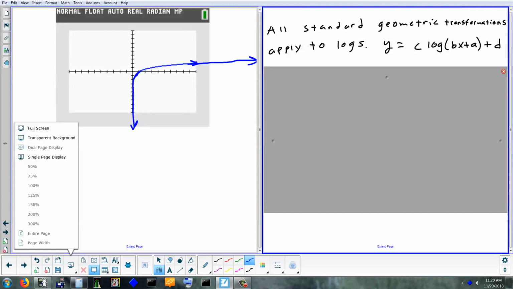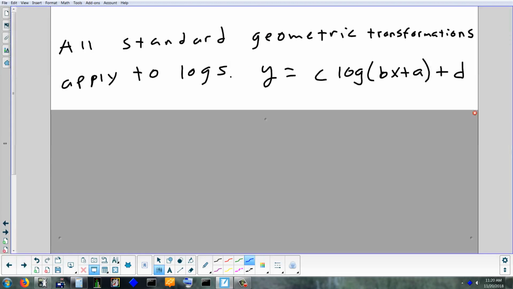So, transformations. All the standard transformations apply to log functions. Doesn't matter. Again, we can go through it again, but I'm just going to say the same thing I've always said. Inside stuff is horizontal. Outside stuff is vertical. Any adding is a shift. Any multiplying is a stretch. Horizontal stuff is always the opposite of what you would expect.